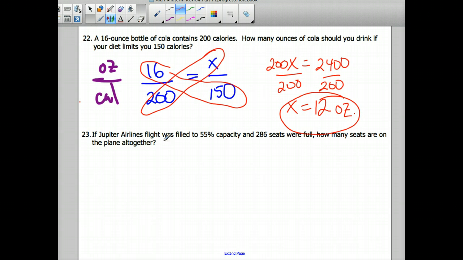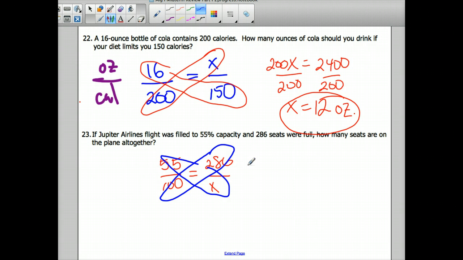Alright, if Jupiter Airlines was filled to 55% capacity and 286 seats were full, how many seats are on the airplane altogether? So 55% is 55 out of 100, and that equals 286 out of the total, which is X. So again, we're going to cross multiply and solve. Sorry for the crappy circles.